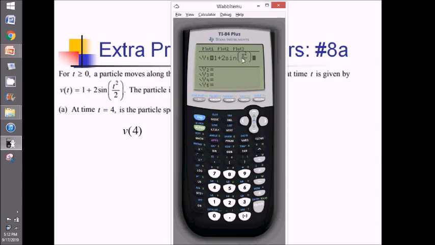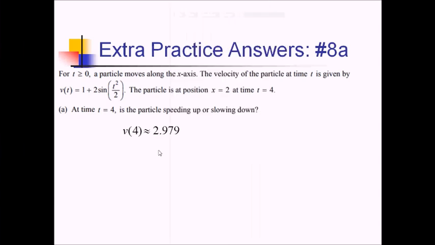So here's my velocity function. Let me quit out of here and do alpha trace y1 of 4. So we're just directly plugging 4 into our function. Comes out to about 2.979. And that's positive. That's really what we care about here.